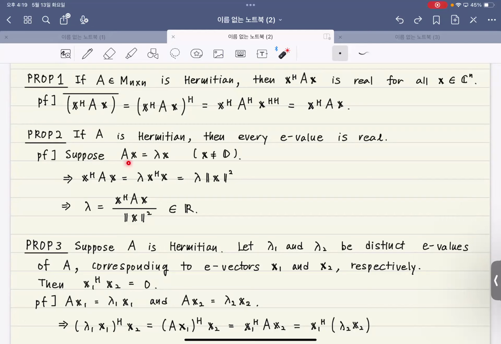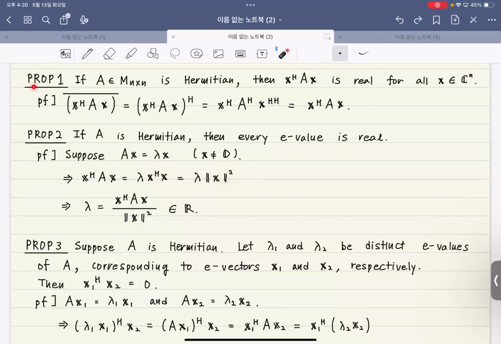So Ax is lambda times x, where x is some non-zero vector. So x is an eigenvector and lambda is the eigenvalue. And I am multiplying x Hermitian to both sides of this equation from the left. So here and there. So this number is lambda times x Hermitian x. But x Hermitian x is the complex inner product of itself, so it should be understood as the length of the complex vector x squared.